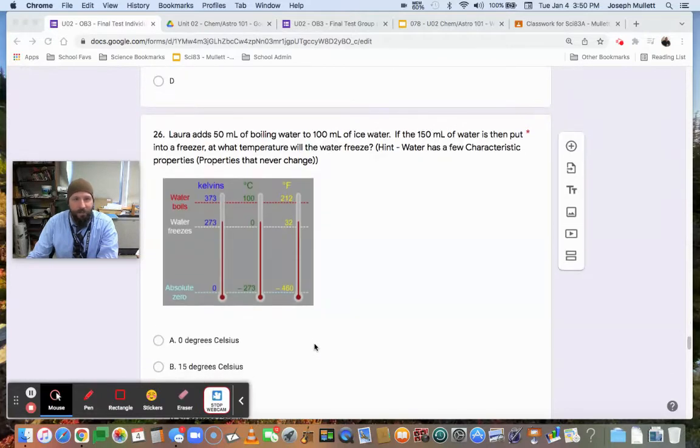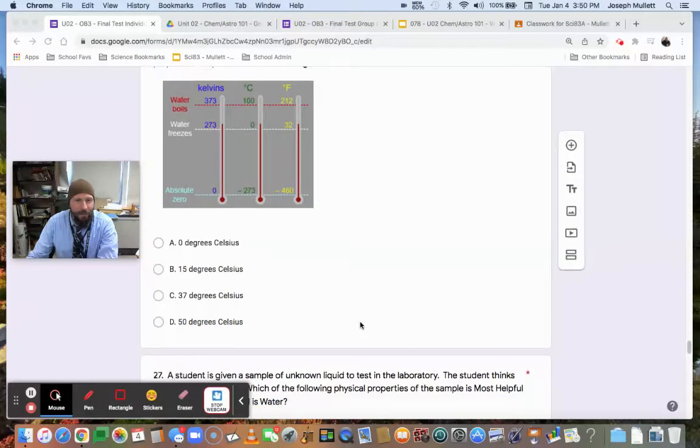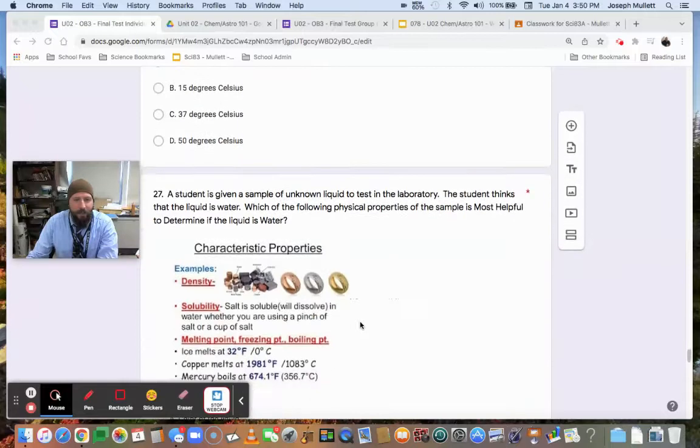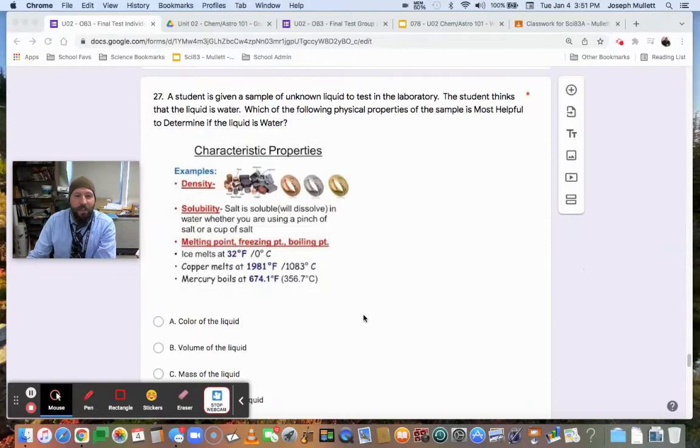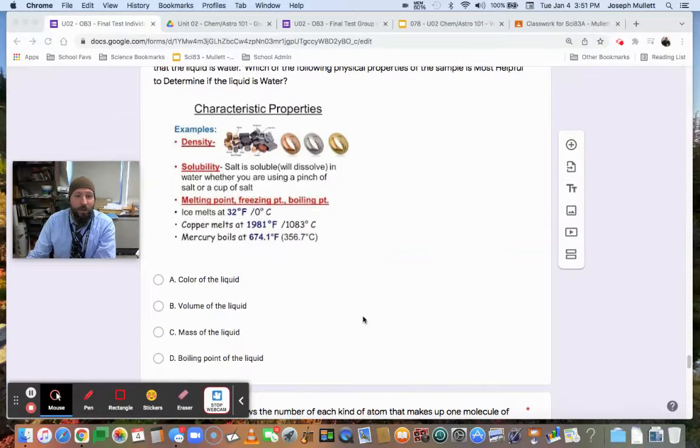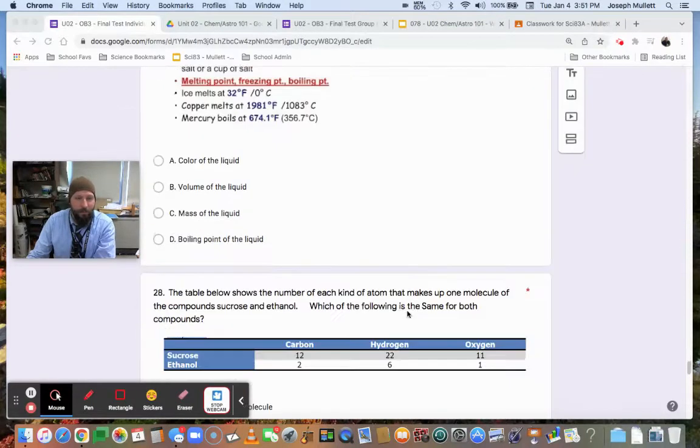26. Laura adds 50 mLs of boiling water to 100 mLs of ice water. She then needs to go and freeze it in a freezer. What temperature will the water freeze at? Make a choice. 27. You're given an unknown liquid. You need to test it in the lab to figure out what property, what element or what material it is, what liquid it is. Which one of these characteristics would you choose? Your choices are down below.